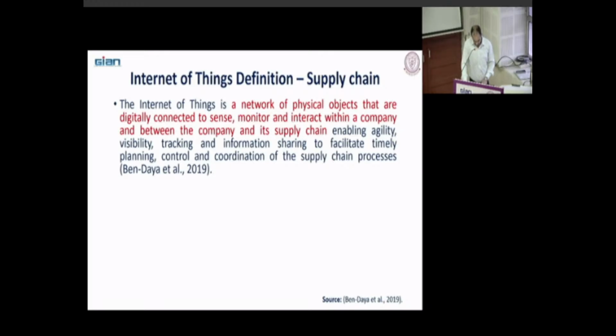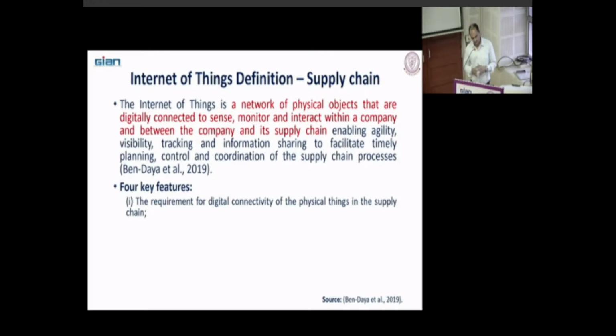So Internet of Things, from the supply chain perspective, there are 4 key features of this definition. The requirement for digital connectivity of the physical things in the supply chain. In the physical supply chain, you have got the suppliers, factories, distributors, retailers, and all the members, like tier 2 and tier 3 suppliers who are involved in that supply chain. They should be connected to you through this cloud, through this digital network.